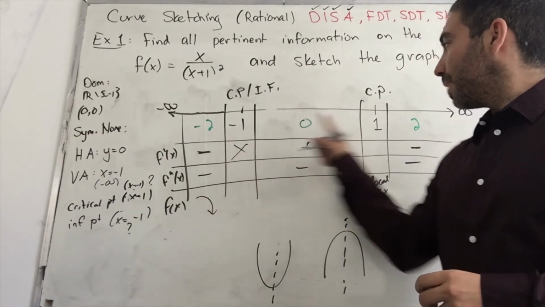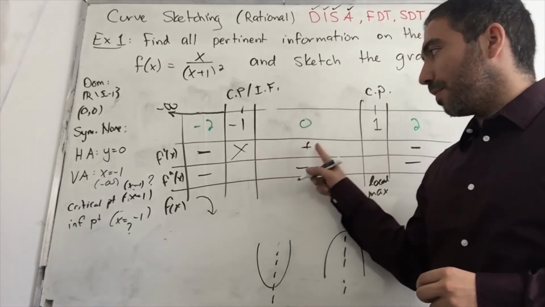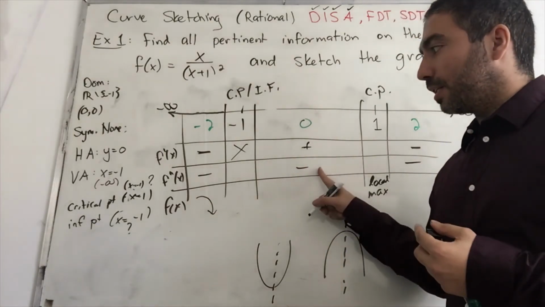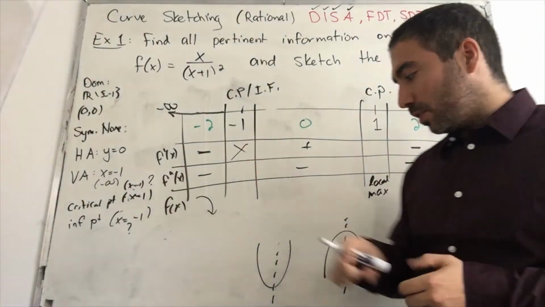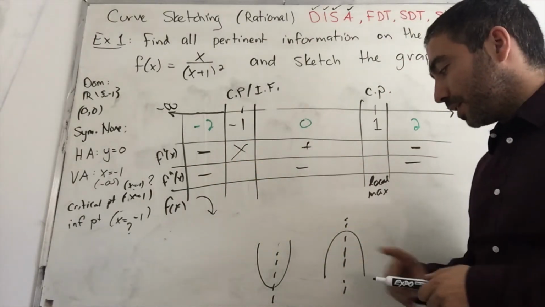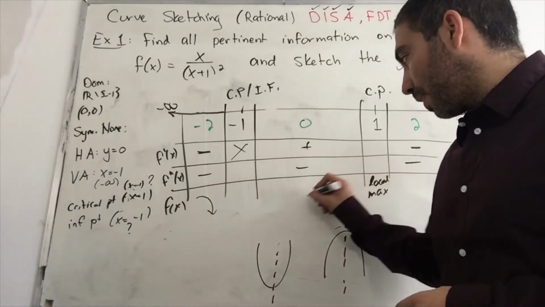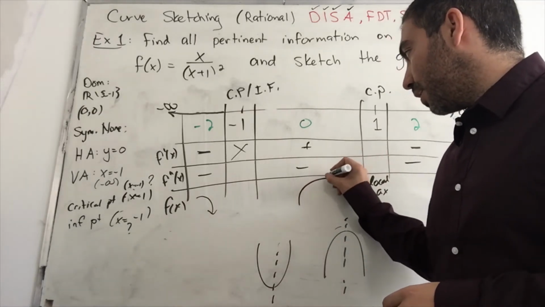In between the interval from negative 1 to 1, the function is increasing. The first derivative is positive, so the function is increasing. The second derivative is negative, so it's concave down. So concave down, but increasing. So we're using this segment here. So it's going to increase and concave down.